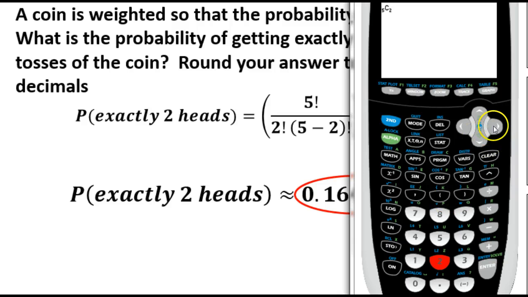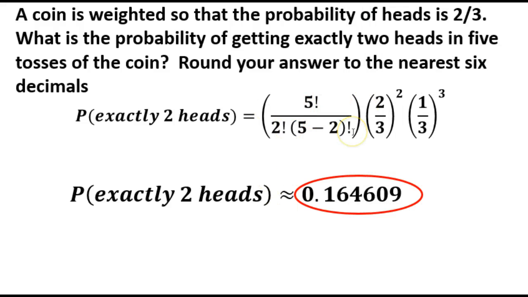5 choose 2, and then we're going to multiply that by 2/3 squared, times, oops, there we go, 1/3 cubed. And we hit enter and we get our answer there too. You can type this whole thing out if you'd like to. It makes it a little bit longer, but not impossible to do.